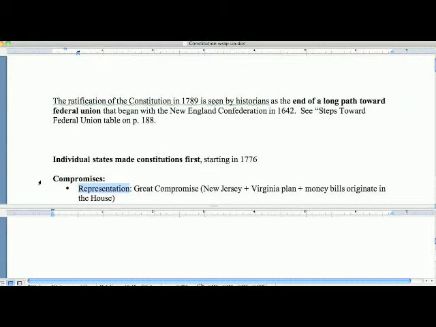And then the third part of that we studied in class is that, as a sop to the Virginia plan folks who felt a little bit cheated by the other two, the New Jersey plan, all bills that involved raising money would have to originate in the House.